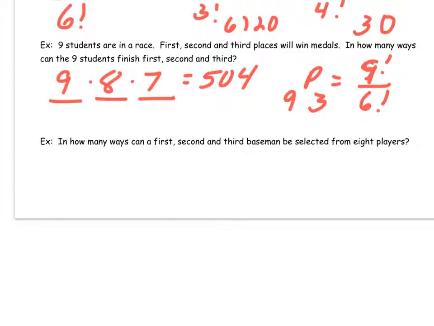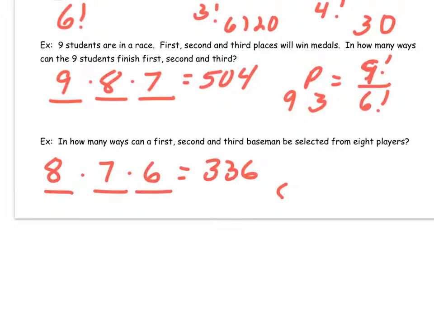Now, let's say there are 8 players. We can do the same thing. 8 players. We want to choose first, second, and third baseman. So 8 ways to choose the first base, 7 to choose the second, 6 to choose the third, and if we multiply that together, we get 336, which is the same thing as if we did 8P3. That will give us 8 factorial over 5 factorial, and we will get the same answer.